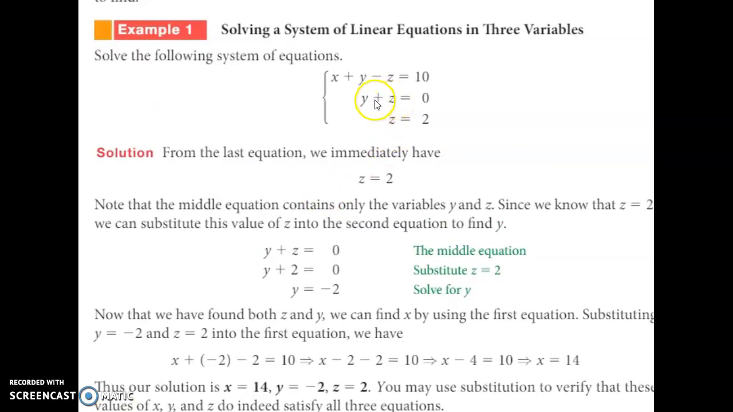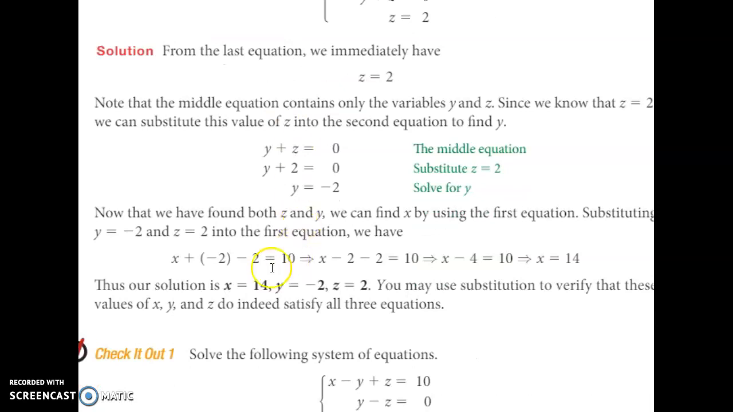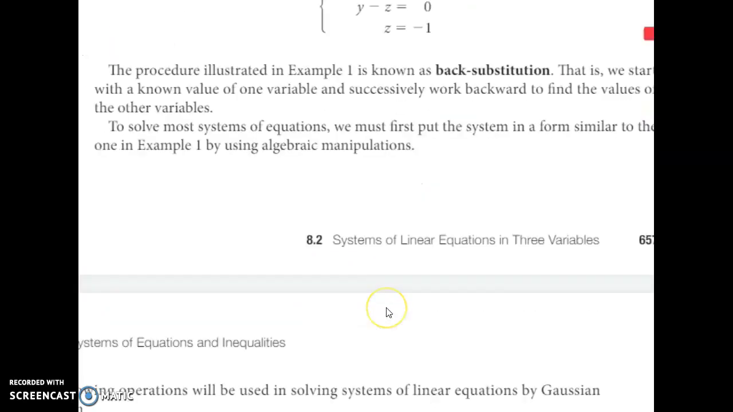We figure out the y right away. That looks easy. We're going to come up with y equals -2, and then we plug in -2 here and the 2 for the z, and I believe we're going to come up with 14. Can that be? Yep, there it is. So x equals 14, and -2 and 2 for the y and the z. All right.